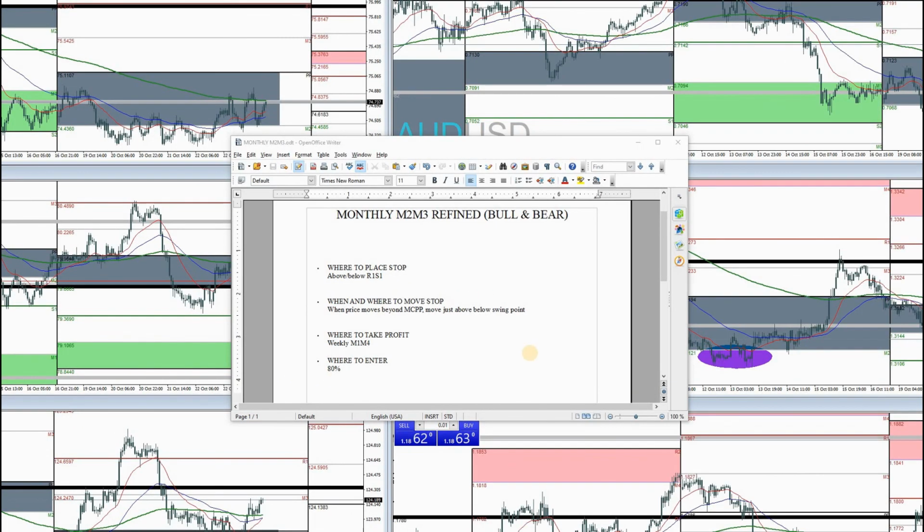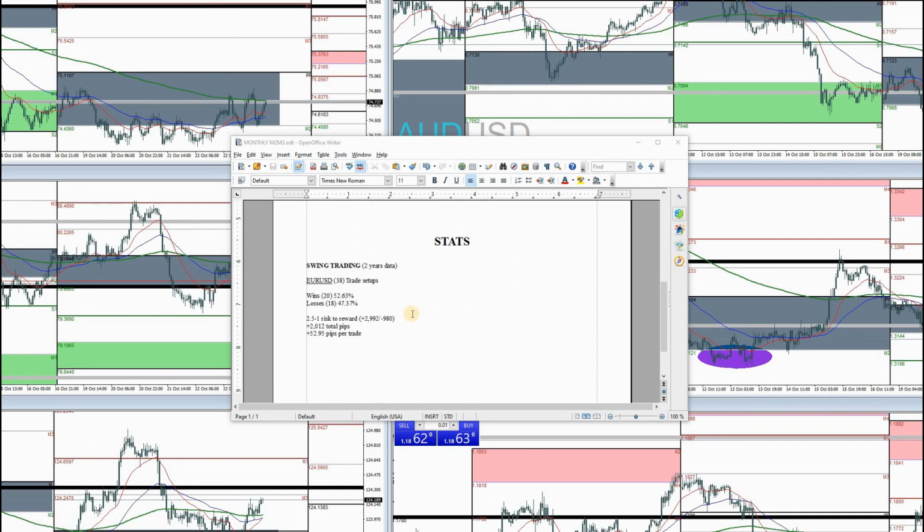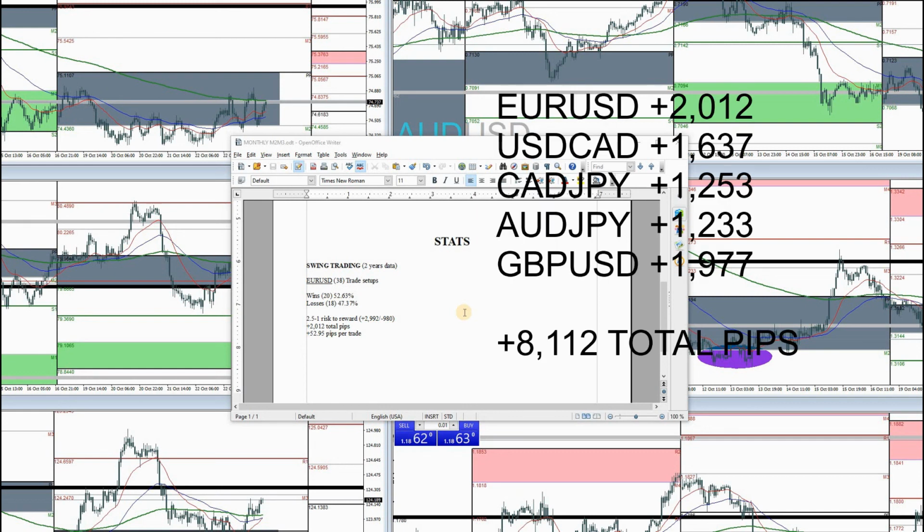Not a big deal. And I'm sure you want to see the actual stats results themselves. All right, so in 2 years of data, we have 38 trade setups for the Euro USD. That netted us 20 wins, 18 losses. The wins come in at 52.63%, losses 47.37. I'm not too concerned about win-to-loss ratio. It's all about the end results. This is what's important here. It's a 2.5 to 1 risk-to-reward ratio.